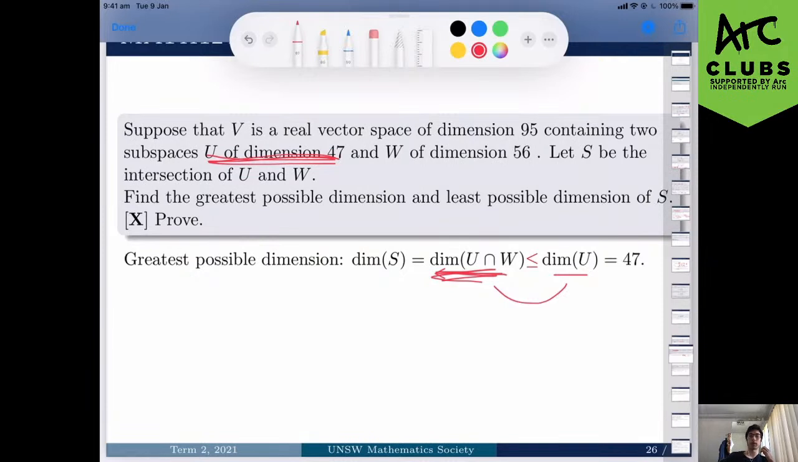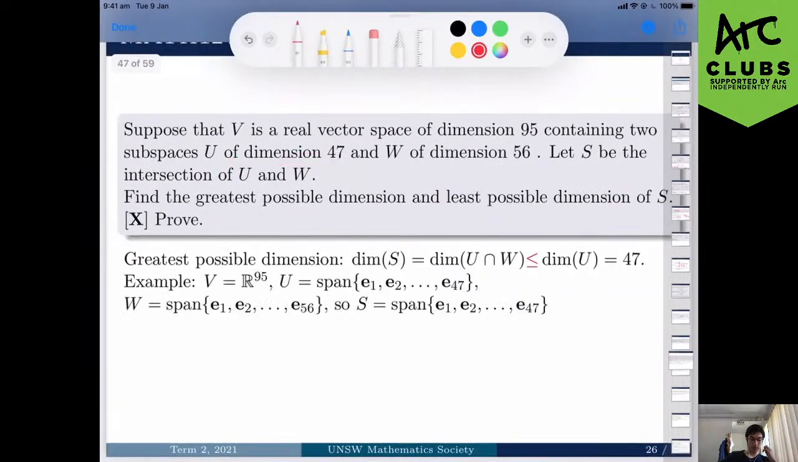So we've proved an upper bound, and now we just quickly provide an example. We let U be the first 47 standard basis vectors, let W be the first 56, and then the intersection has dimension 47. So we've managed to achieve that upper bound, so it's not just an upper bound, it's something that we can actually achieve, hence it's the maximum.